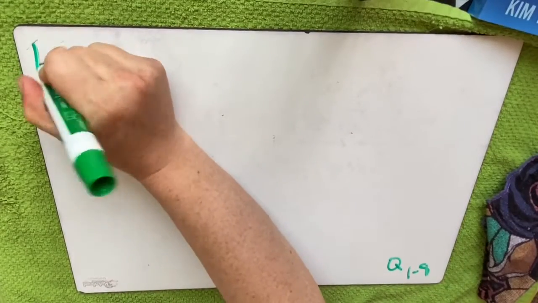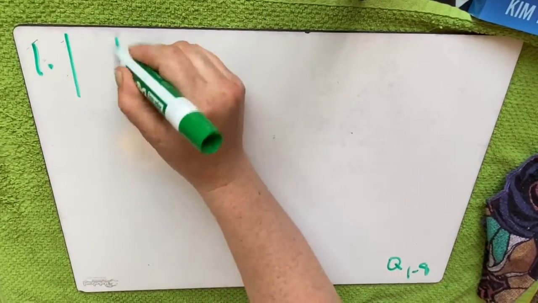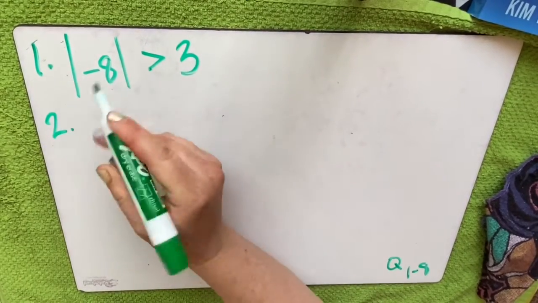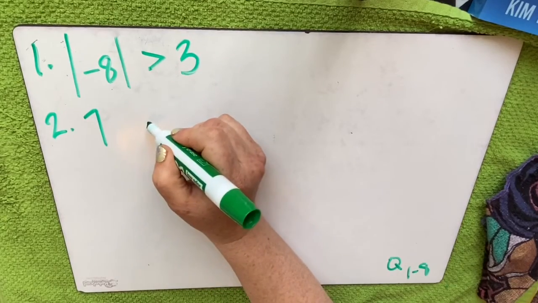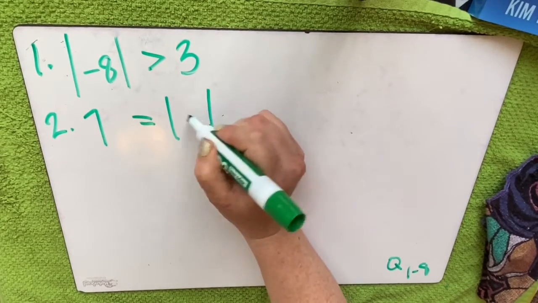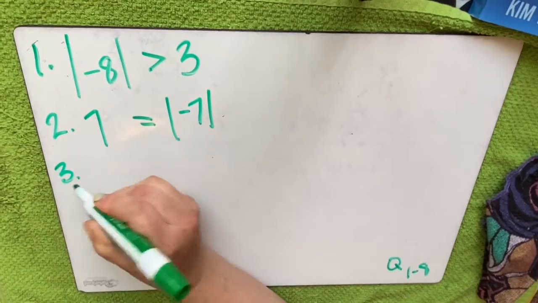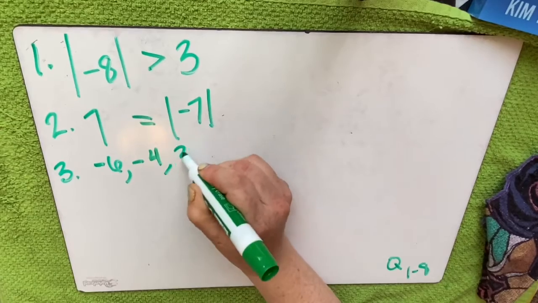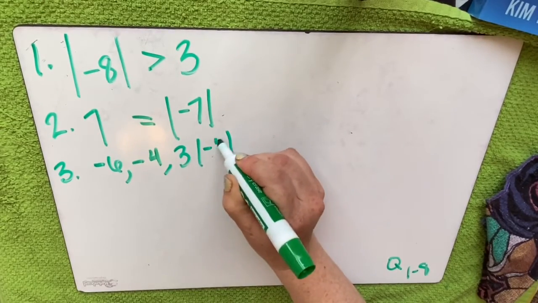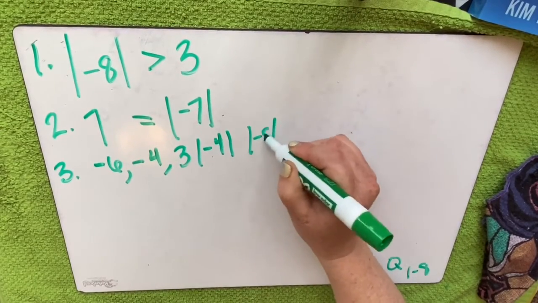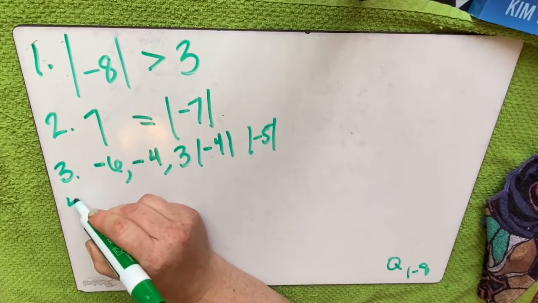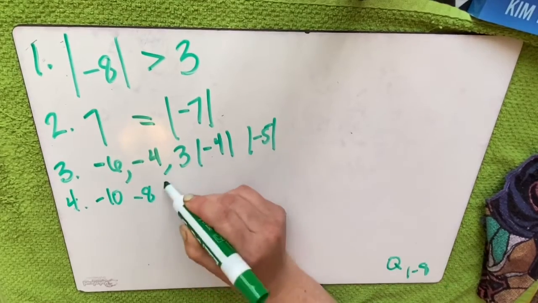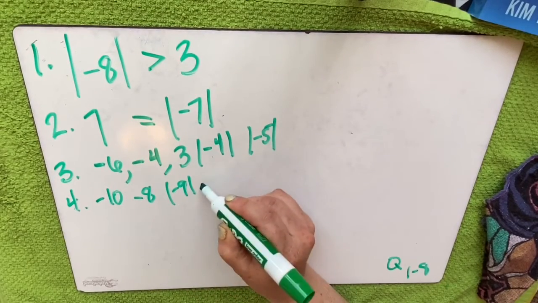And so let's start. 1. You have the absolute value of -8 is greater than 3. Number 2. 7 is equal to the absolute value of -7. Number 3. -6, -4, 3, absolute value of -4, absolute value of -5. Okay? Number 4 is -10, -8, absolute value of -9.